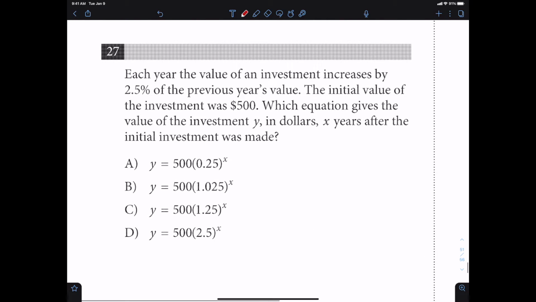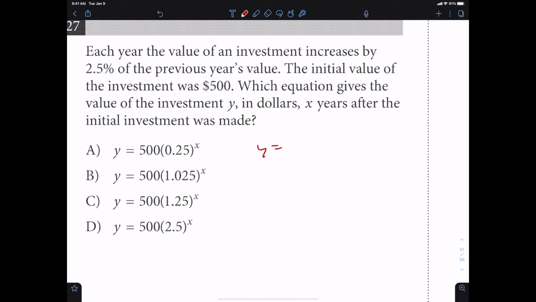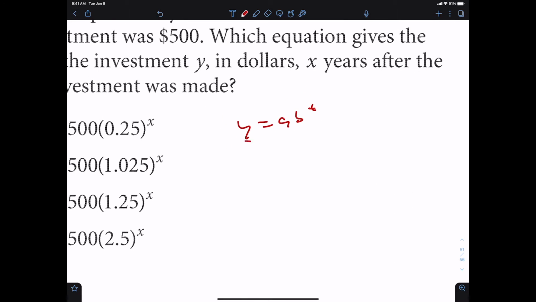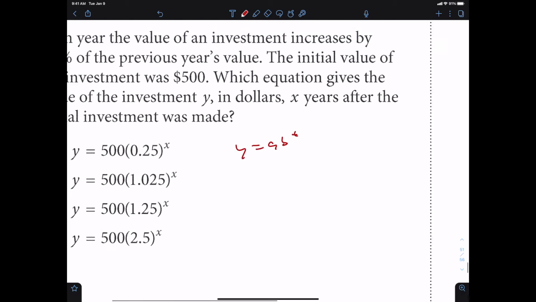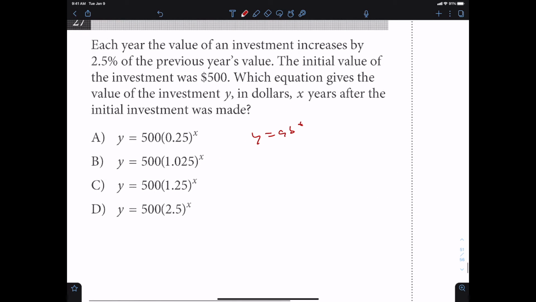Quick little trick there. All right, 27. Each year, the value of an investment increases by 2.5% of the previous year's value. The initial value of the investment was $500. Which of the following? Okay, so this is a classic y equals a b to the t function problem. And this is an exponential function, right? Because you have that little exponent of t where t is in years. Or actually, I'll just make that x because they want x years.